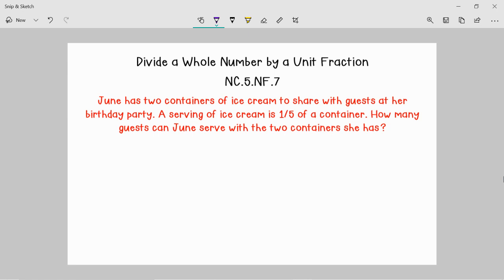It is important to note that the algorithm for dividing fractions should not be introduced to students in fifth grade. Rather, students should create models when solving word problems within this standard.